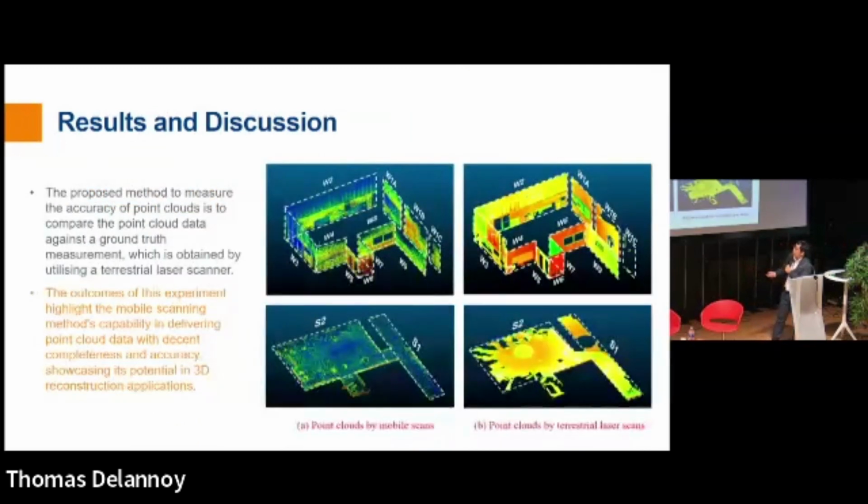We also compared the mobile laser scan with the terrestrial laser scan. We used the terrestrial laser scan, the survey scanner, as a benchmark, right? So as the ground truth. We can see that the mobile scanning method has some improvement in coverage because mobile scanning can work around quite fast. But we also see some discrepancy in the accuracy of the point cloud. This is probably due to the limitation of the equipment.